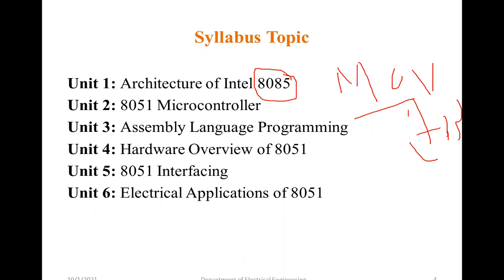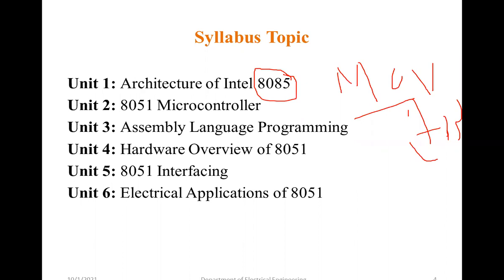In that case, we are discussing what is meant by the 8085, why it is called a processor, what the architecture of the 8085 is, what type of registers it requires, how many registers it has, and what the flag register is. So different things we have to learn from this architecture of the 8085.